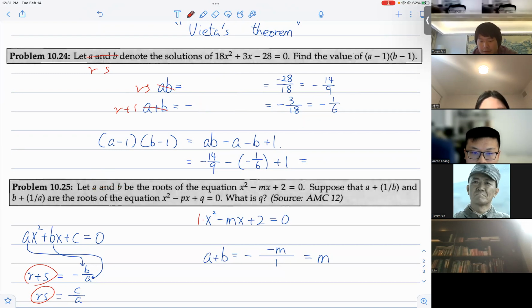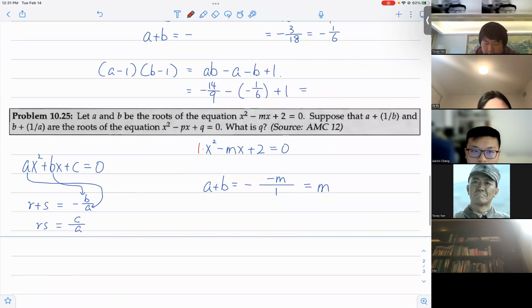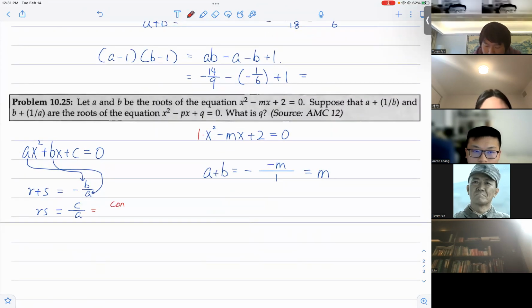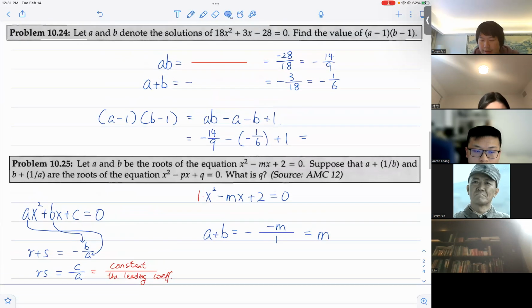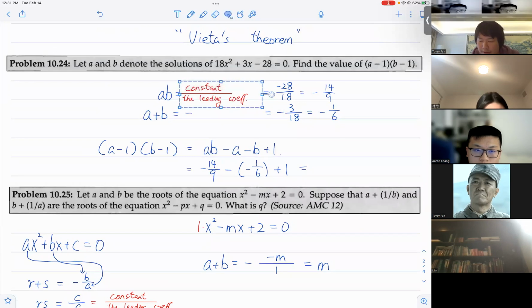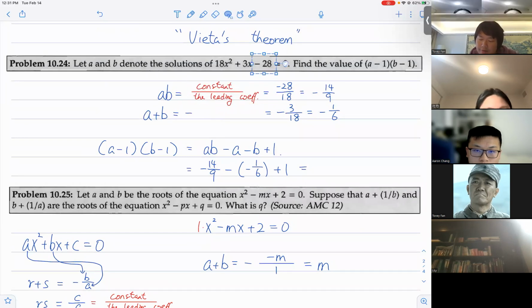But don't get confused, because for Vieta's formula, it's not just A and B. A and B are just coefficients. Let's write it down. A times B is C over A, the constant over the leading coefficient. The product of roots is constant over the leading coefficient. The constant in this case is negative 28, the leading coefficient is 18. It has nothing to do with A and B. These two A and B are just the solutions of the equations.